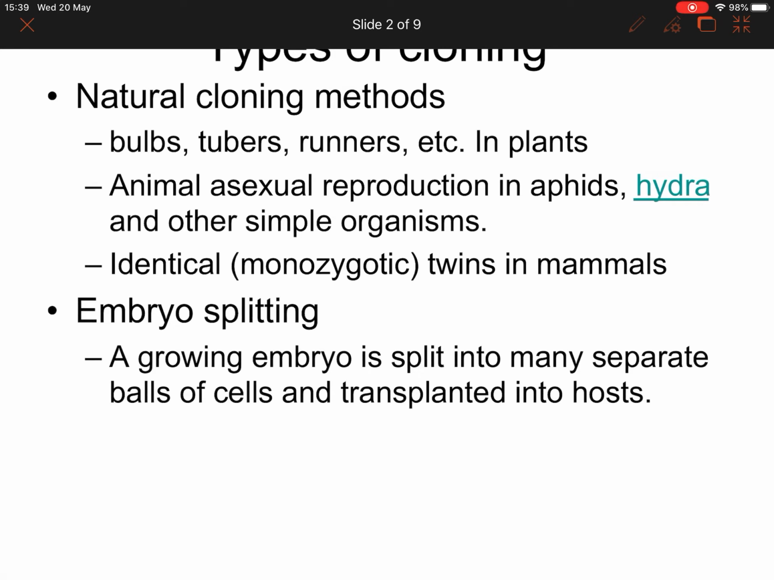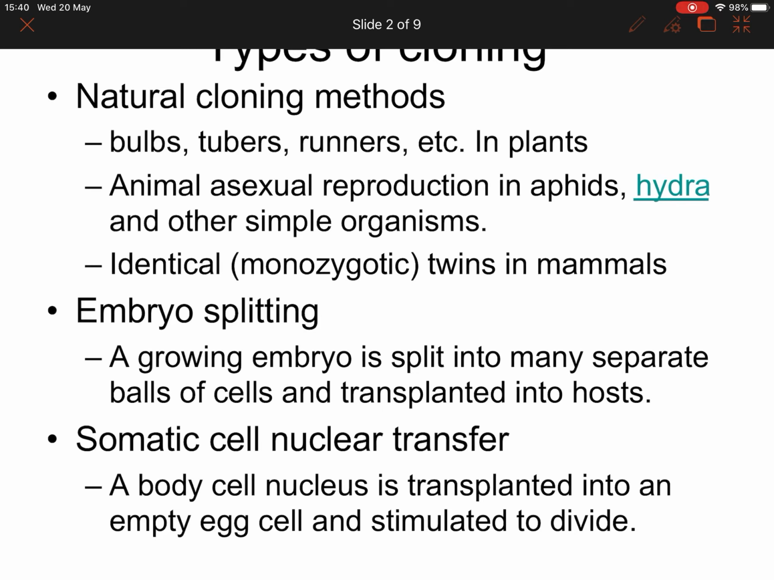Now, the other method is the one that is to do with Dolly the sheep. This is using differentiated cells. By somatic cell, we mean a body cell, not a gamete. And what happens here is the body cell contains all the genetic information for that particular individual, and that entire nucleus is transferred into an egg, and then you clone the parent in this way. So these are the two methods.